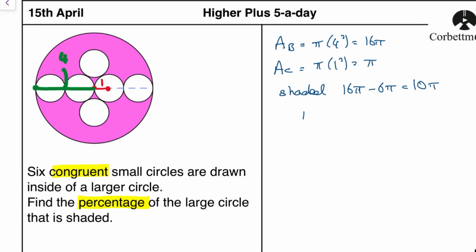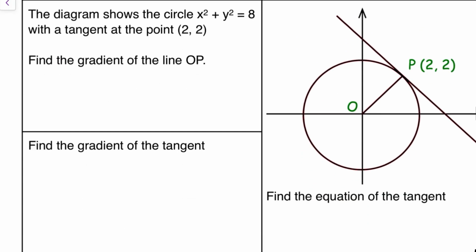which means the percentage of the larger circle that is shaded is going to be 10 pi divided by 16 pi, which is, pi's cancel, 10 divided by 2 is 5, 16 divided by 2 is 8, which is 5/8, which you may or may not know, but it's a good idea to know your eighths anyway, is 62.5%. Good, straightforward-ish question, but a hard one if you're not sure how to start. Next question. Quite enjoy that question.